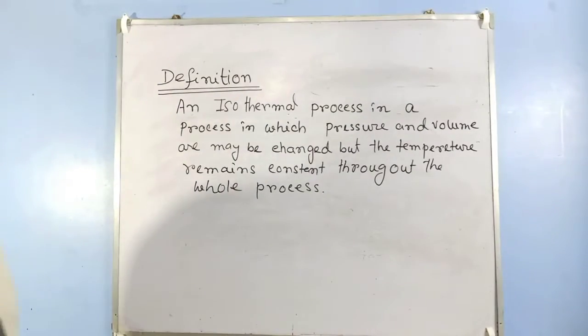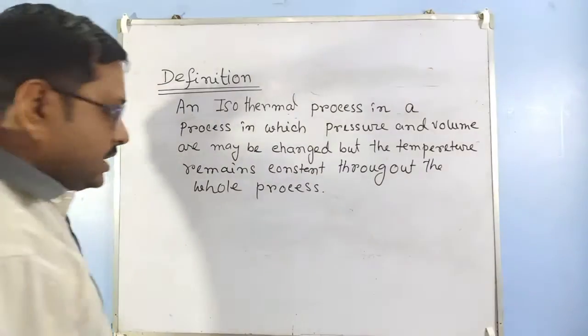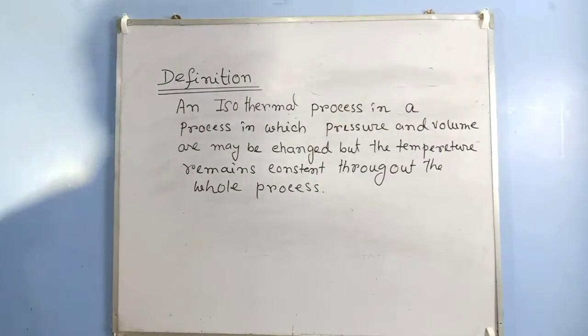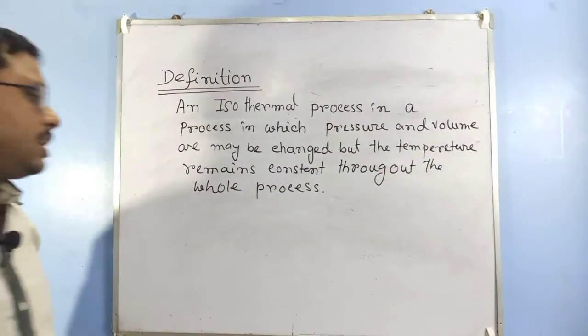This is the definition of isothermal process. An isothermal process is a process in which pressure and volume may be changed, but the temperature remains constant throughout the whole process.